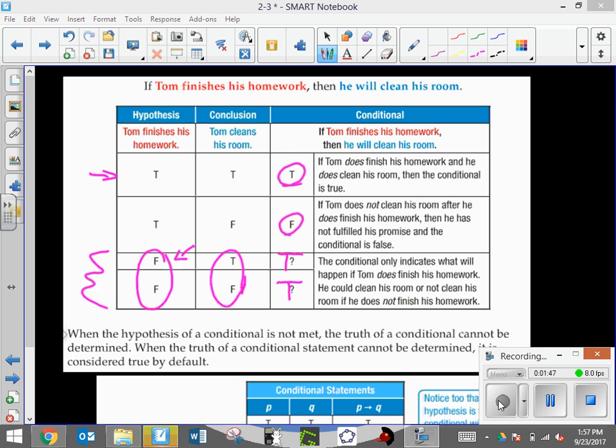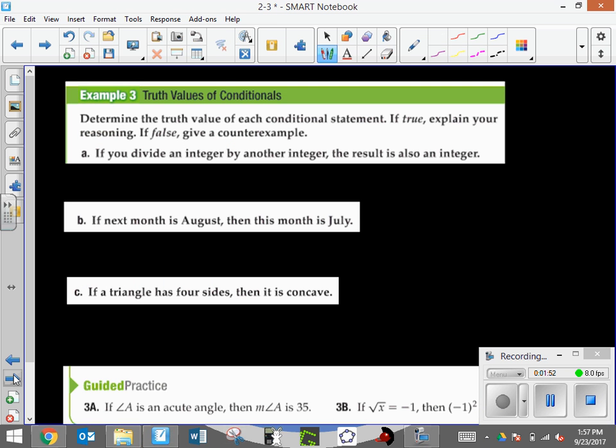We're going to do 3 examples out of this. Hopefully it'll make sense here in a second. So I want to start with letter B. Okay, it says determine the truth value of each conditional statement. If true, explain your reasoning. If false, give a counterexample. The counterexample, if it is false, is pretty important to me.